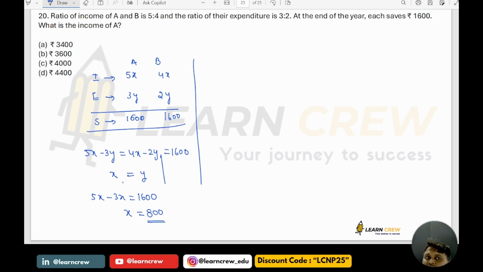X is 800. I need the income of A. Income of A is how much? 5x. 5x is 5 into 800, 4000. This is the traditional procedure.